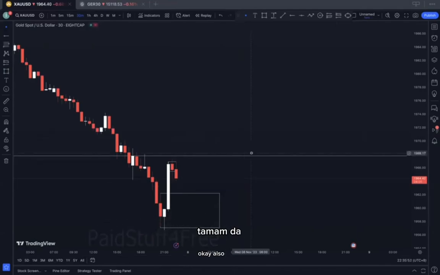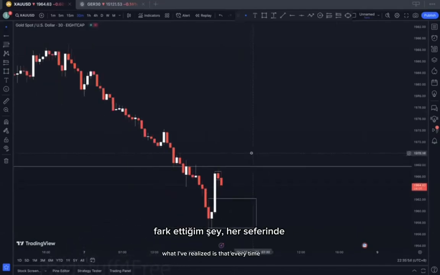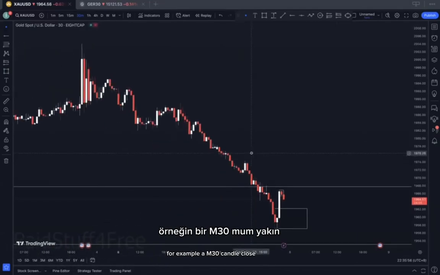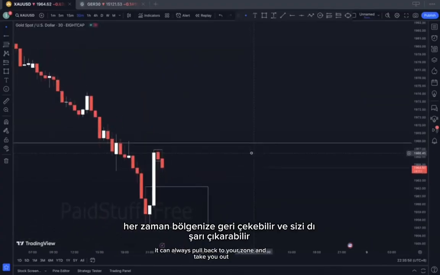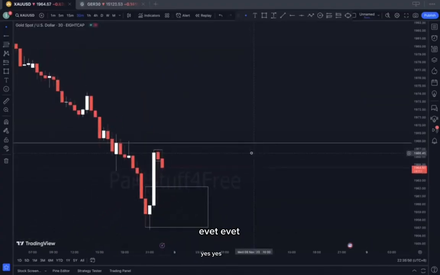Also, what I've realized is that every time, for example, an M30 candle closes, it can always pull back to your zone and take you out. This is what I meant from the second session. I told you about pullback, right? The topic pullback. Yeah, exactly. That is very important.